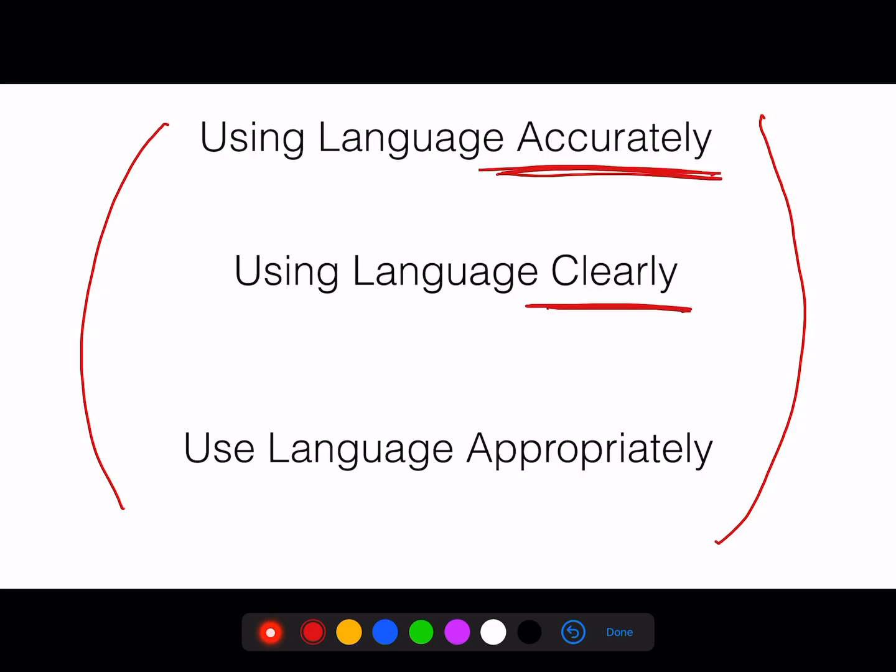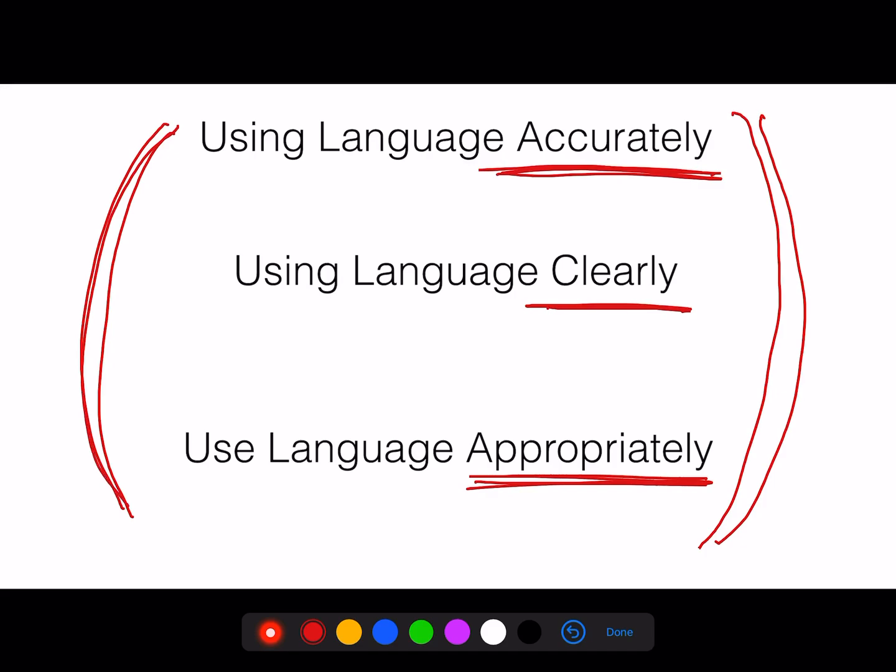When we're using language clearly, we're avoiding what is considered vague language. So using words like this, that, these, and those, or that thing, you're not being very specific in what you're talking about. Therefore, confusion can arise. But also, your language needs to be appropriate for the setting, for the speaker, and for the topic. All right, so if there's a fill in the blank on the final and it asks you about using language, could you put accurately, clearly, and appropriately?